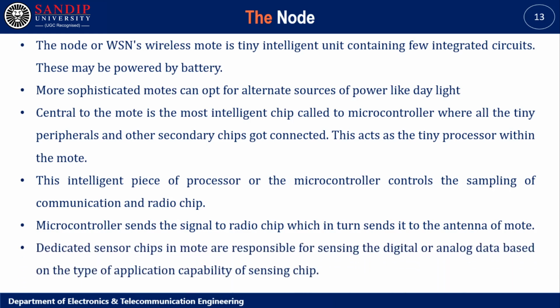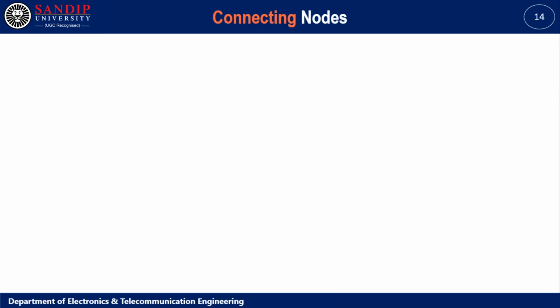Dedicated sensor chips in the node are responsible for sensing the digital or analog data, based on the type of application and the capability of the sensing chip.